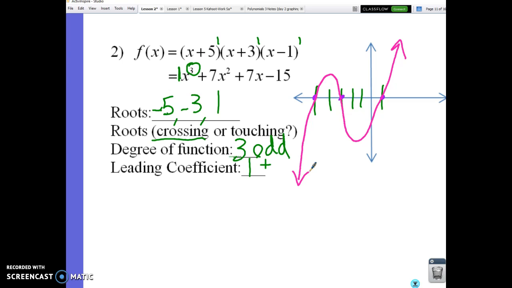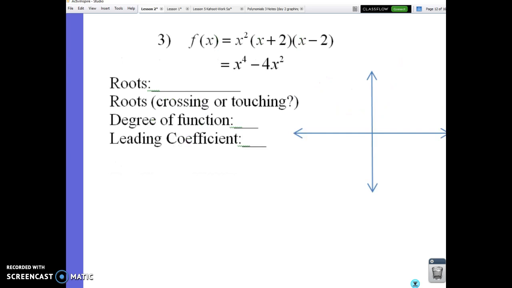Alright, I'm going to move on to the next problem. So follow along with me on problem 3. Alright, this one's a little different.